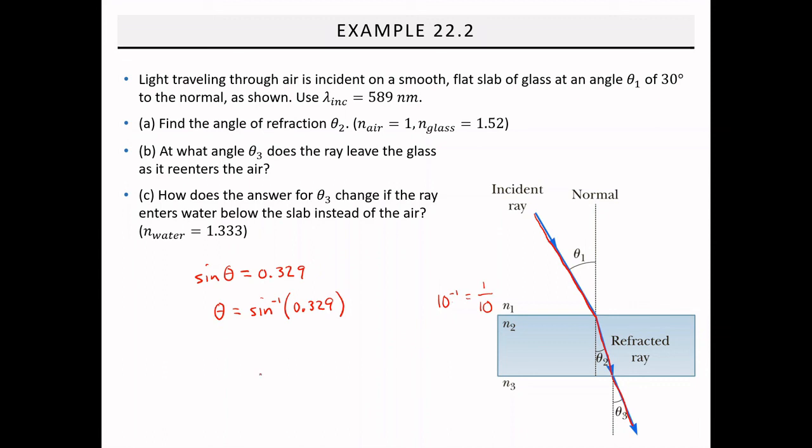So again, let me reiterate. Sine to the power of minus 1, or the inverse sine, of 0.329 is not equal to 1 over the sine of 0.329. And one more thing, sometimes the inverse sine, or sine to the power of minus 1, is called the arcsine. So your calculator has one of these two buttons.